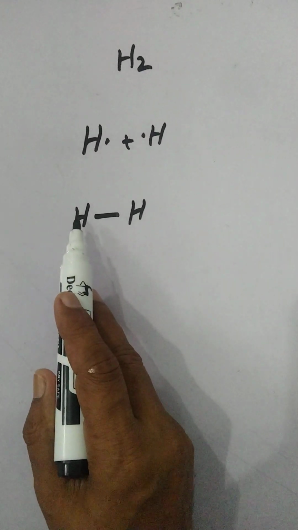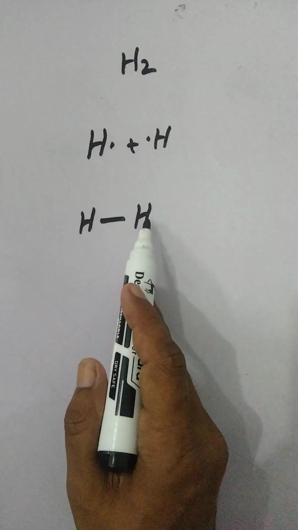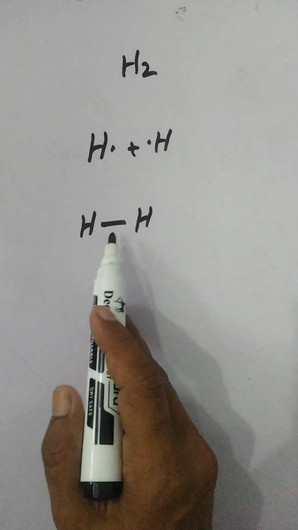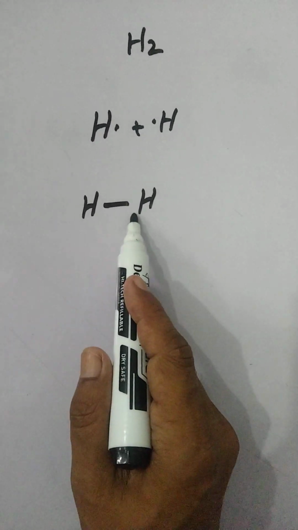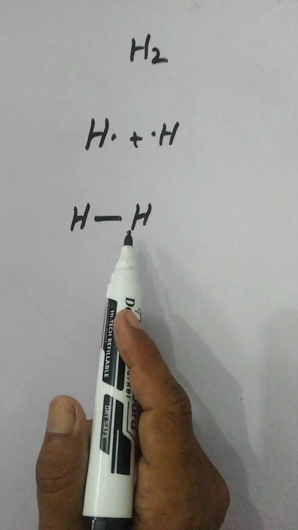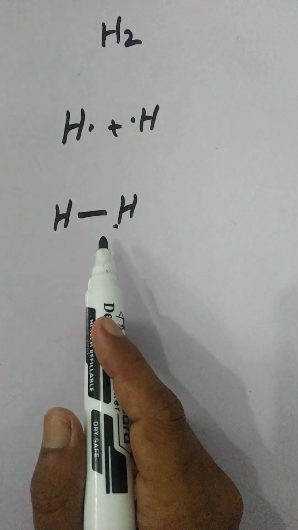Now we have completed the structure of hydrogen, and this hydrogen is not only sharing but also taking another electron from another hydrogen, and both are completing their duplet. Now this is a single bond.